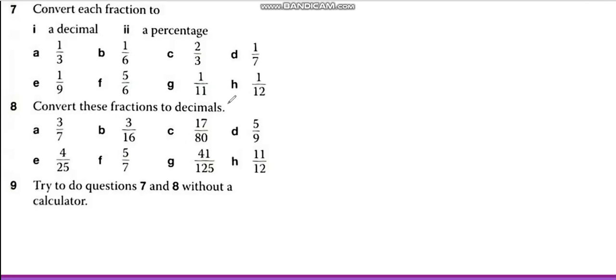In question number 8, again, it says convert these fractions to decimals. So let me do A part here. In A part, it's 3/7, meaning we need to divide 3 by 7. And if I use a calculator, I get a recurring decimal that is 0.428571. So after 1, again it starts repeating, meaning 428571. So I can use dot notation, meaning I can put a dot above 1 and 4 to show it's a recurring decimal.